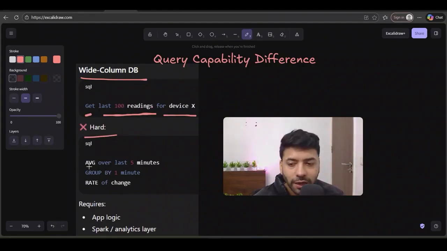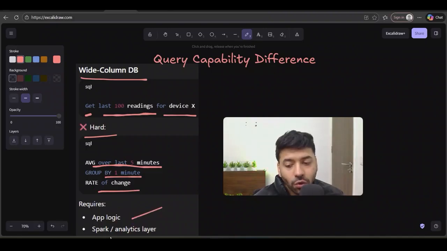A few more examples are average over the last 5 minutes, group by 1 minute, and rate of change. All of these require app logic and they require Spark or an analytics layer. So apart from the wide column database, we would require another layer like Spark or any other tool which would help in performing all these queries.